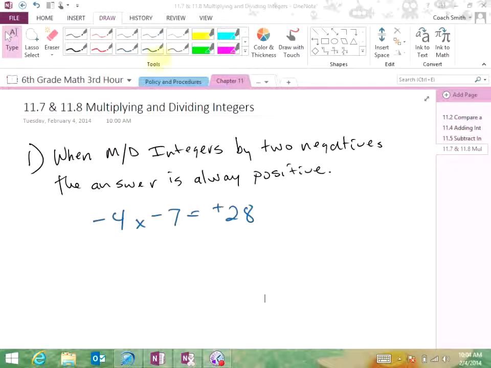Now, if we're dividing, for example, -36 divided by -4, that is equal to positive 29. Positive 9.